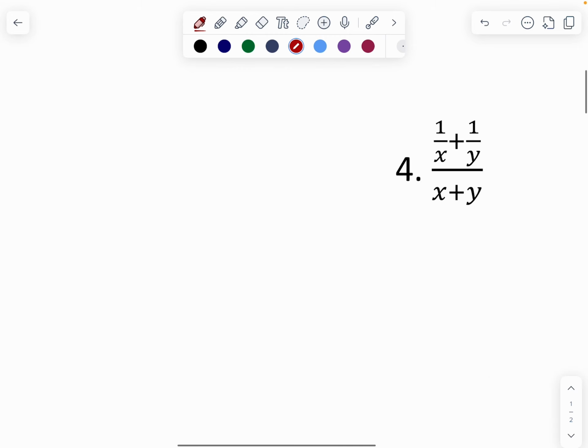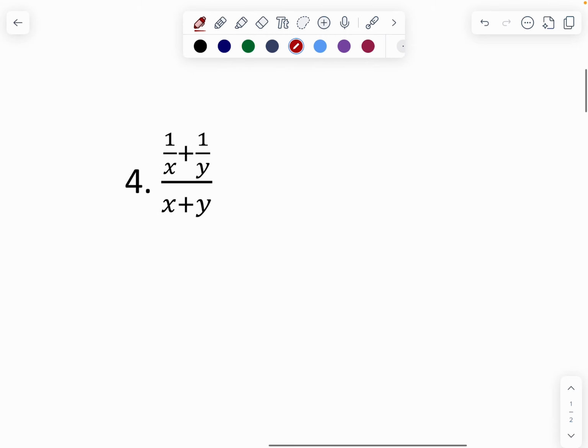All right, and then let's look at crazy number 4. The only 2 denominators I see here are the x and the y. So my common denominator is going to be xy. Remember, if you don't know how to find a common denominator, just multiply them together. It always works. So I'm going to multiply everything by xy. This by xy, this by xy, this by xy, and this by xy.